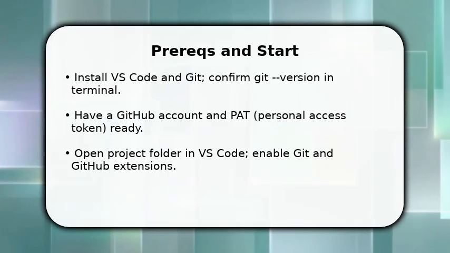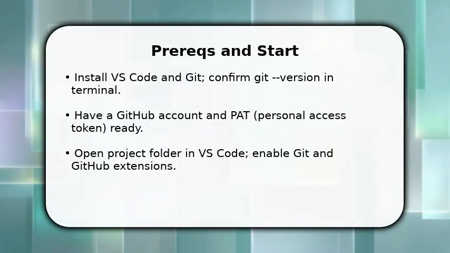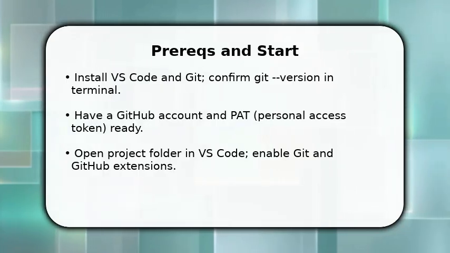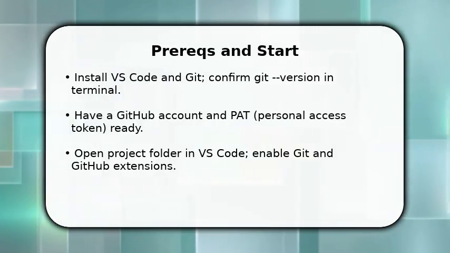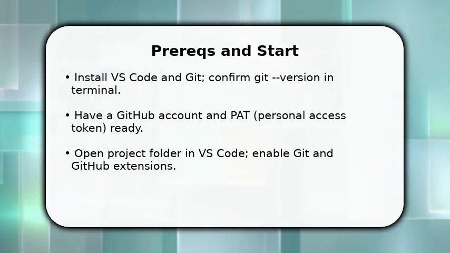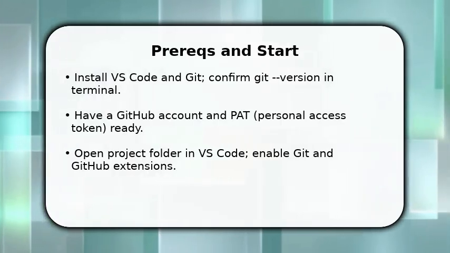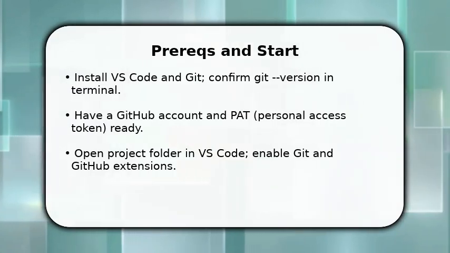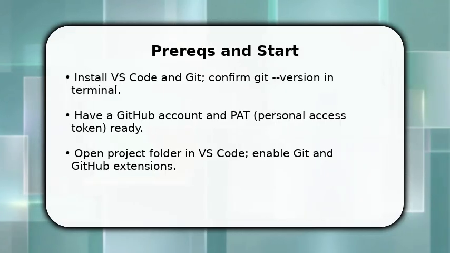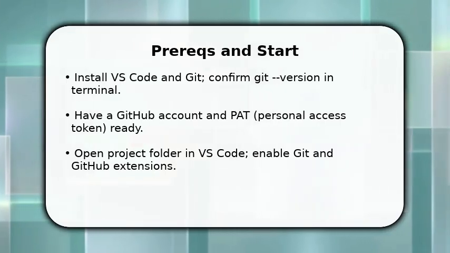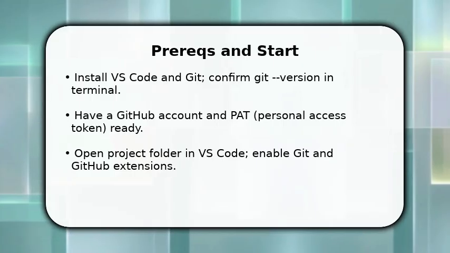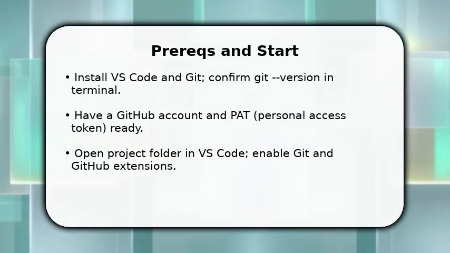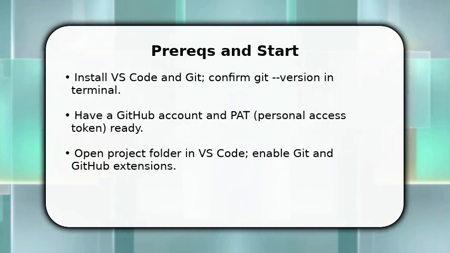You will begin by confirming prerequisites so nothing blocks you. Make sure VS Code and Git are installed, and verify the Git version in the integrated terminal. Next, prepare a GitHub account and generate a personal access token with repo scope. This token lets VS Code authenticate securely. Once done, open your project folder in VS Code and enable the Git and GitHub extensions. These steps let you start connecting repositories without wasting time on later configuration.